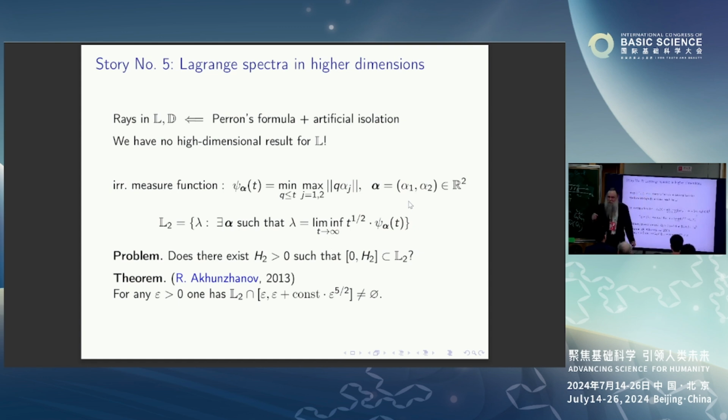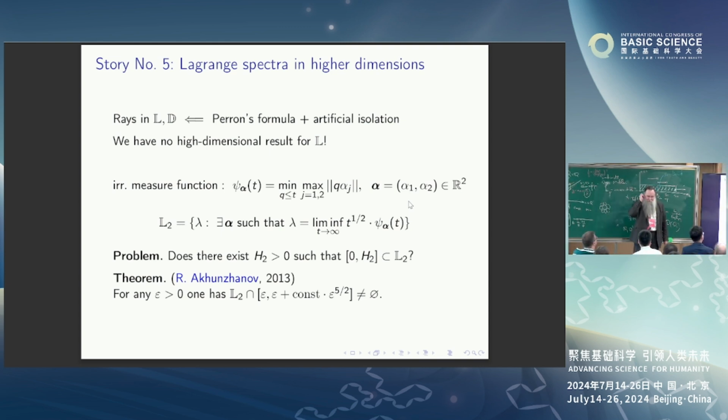I'm not sure that you can prove here 5, 2. I think you can prove 4, 2. I think what we discussed in winter means 4, 2. But Akhundjanov can get 5, 2.